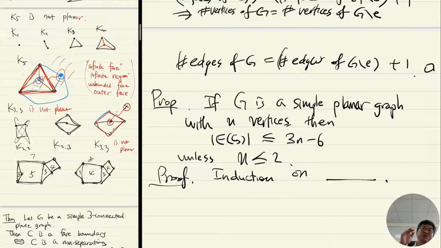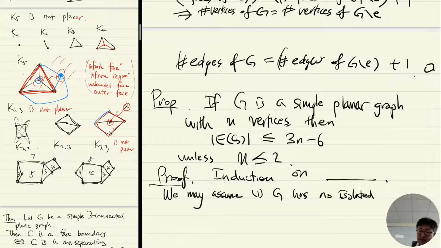Imagine that this statement is true for all smaller graphs, then I can assume that my graph G doesn't have any isolated vertex, right? So let me say we may assume G has no isolated vertex. A vertex is isolated if it has degree 0. We can assume the graph has no isolated vertex because otherwise I delete it, apply induction, and then add it back, right? So it increases n, but it doesn't increase number of edges.